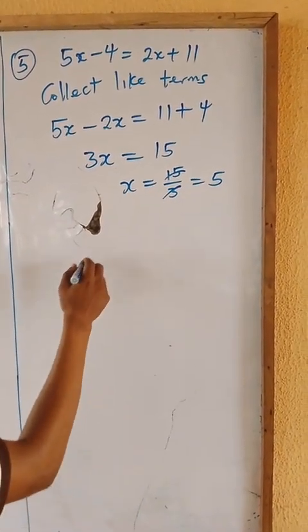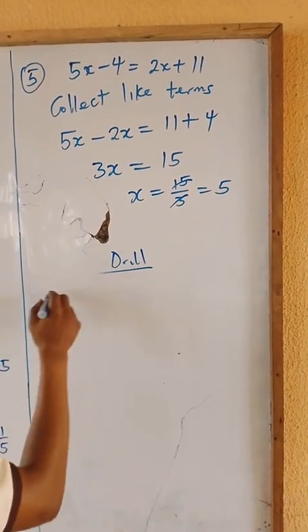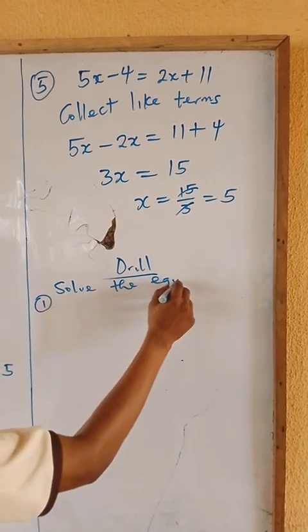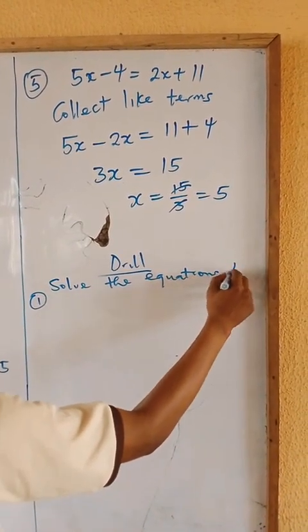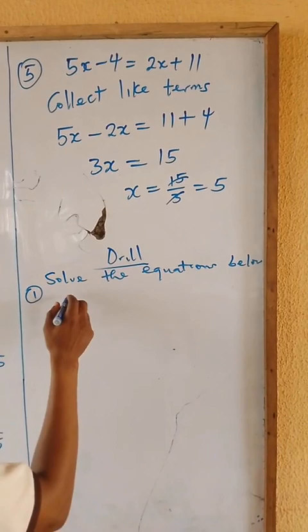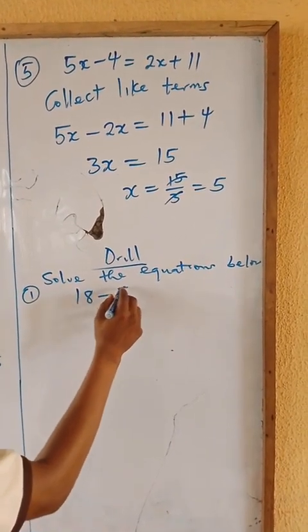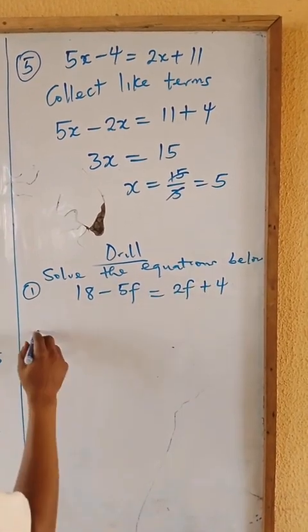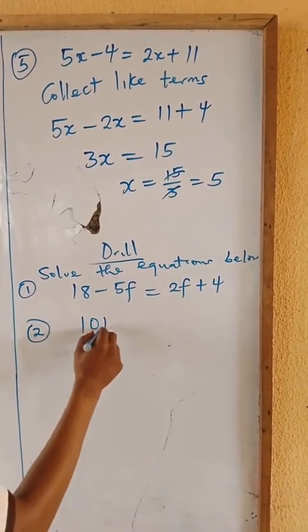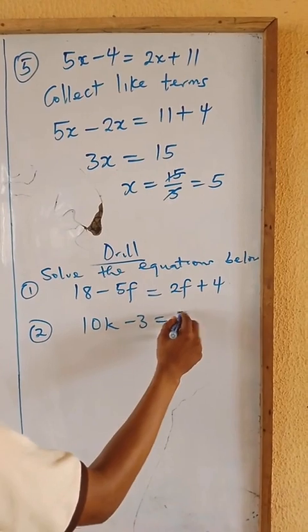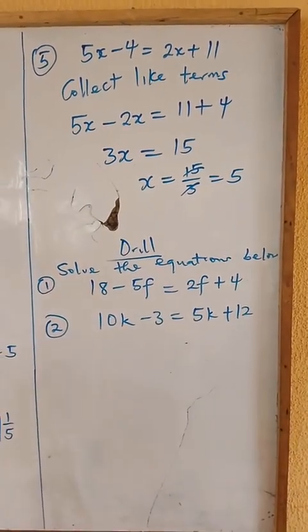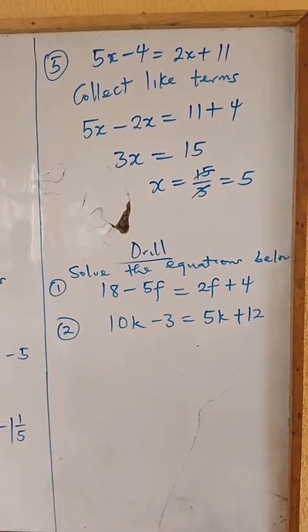So I want to encourage you to try this. Solve the equations below. Number 6, which will be your own number 1: 18 minus 5x equals 2x plus 4. Then you can also add this: 10k minus 3 equals 5k plus 12. So solve these two questions and put your answer in the comment section.